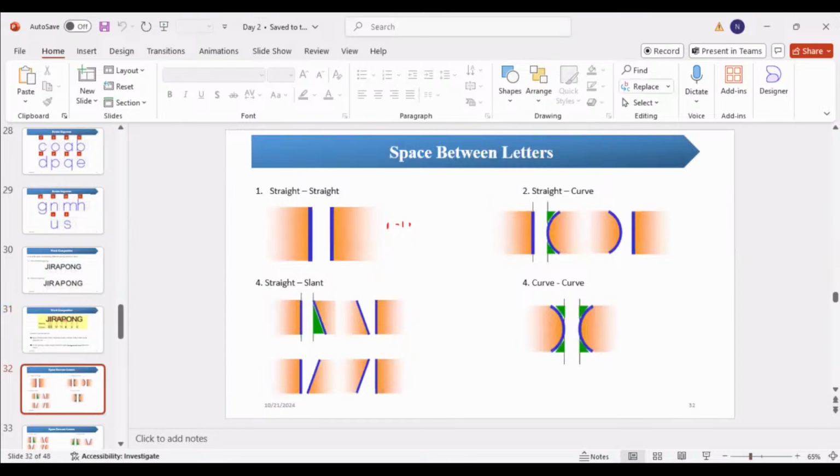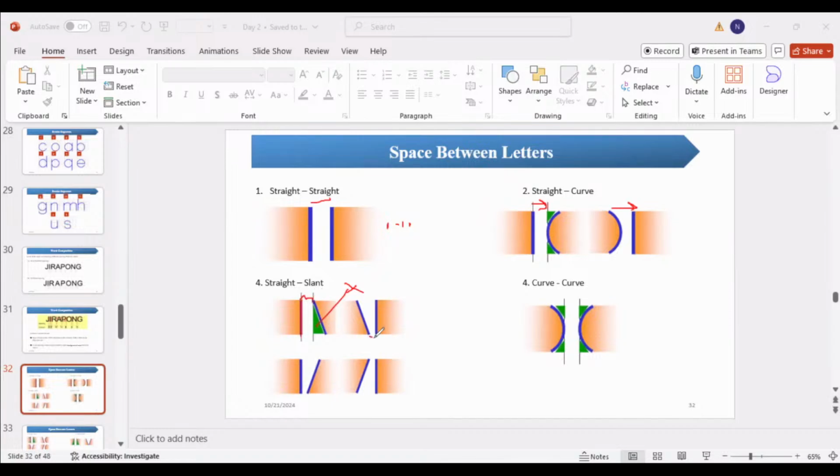So these are the space between letters. So white color space. Okay? Straight to straight. This one. Straight to curve. Okay? මෙතනයි තමයි spacing එක. Right? Straight to slant. We don't take green color area as a spacing. Okay? So the space will be like this.